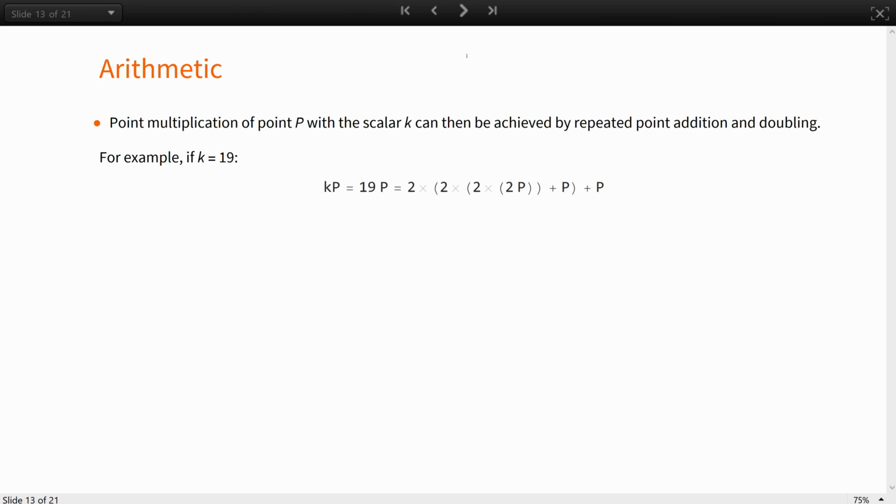Point multiplication of point P with the scalar k can be achieved by repeated point addition and doubling. For example, if k equals 19, it can be written in terms of addition and doubling as follows. This method is called the double and add method for point multiplication. It is more efficient than simple repeated addition. In this case, it takes just 4 doublings and 2 addition operations to achieve k equals 19 instead of 19 additions. There are other efficient methods for point multiplication as well.